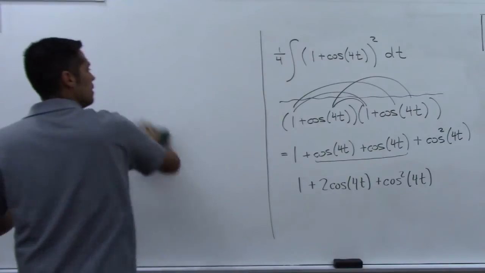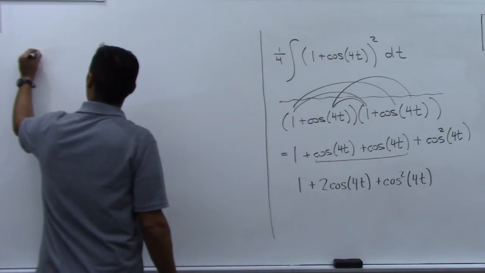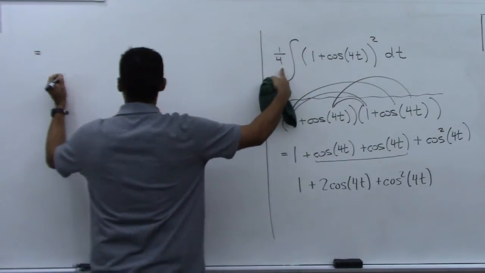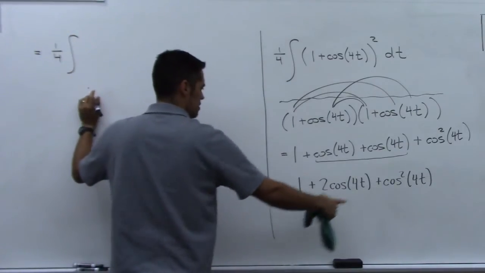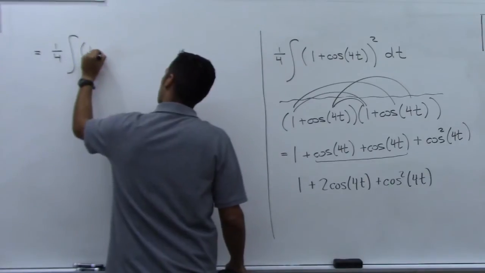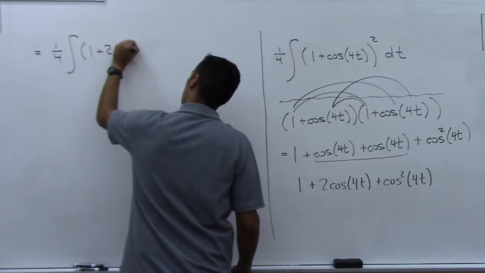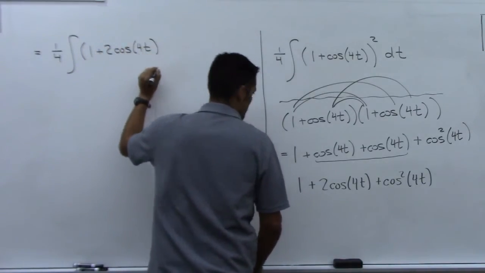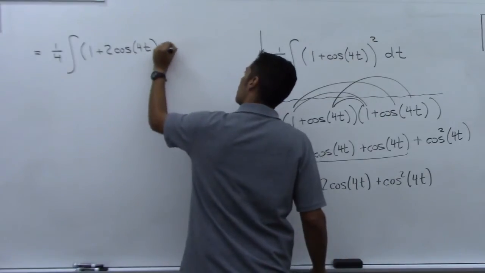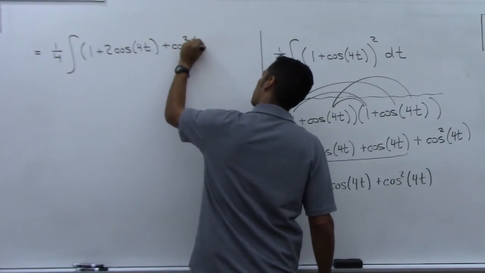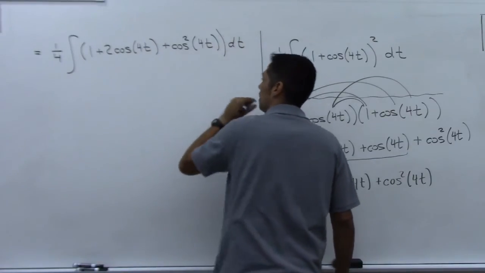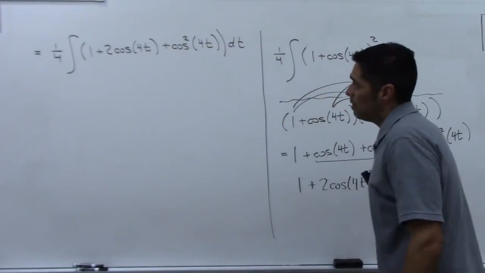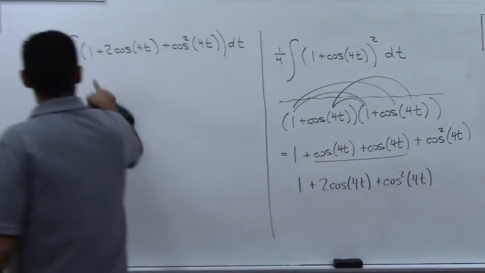Goodness. Okay. Integral, 1/4 was out here. All right, now all this: 1 plus 2 cosine 4t plus cosine squared 4t dt. So now we look at each one. Can we handle each one?